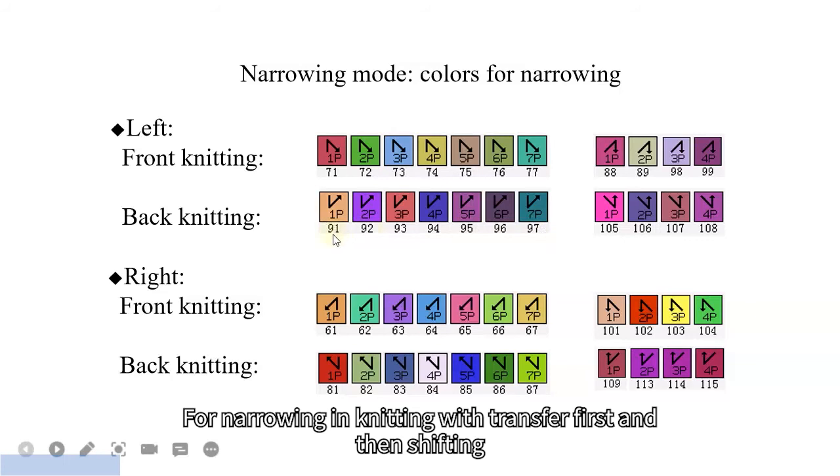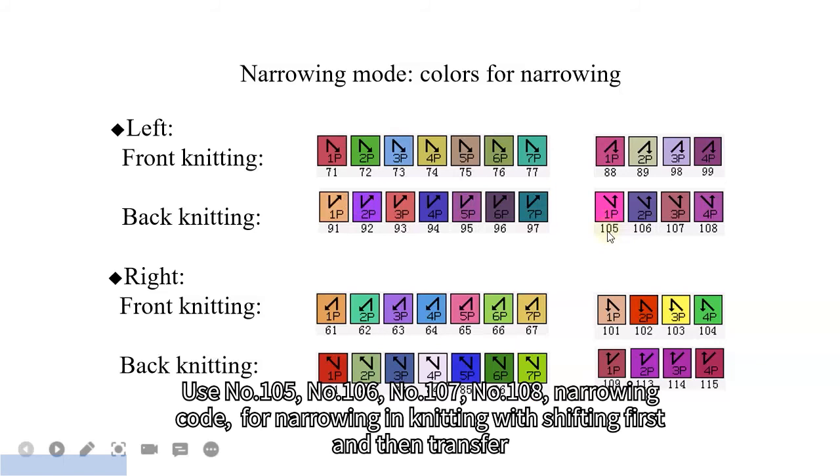For narrowing in knitting with transfer first and then shifting, use 105, 106, 107, and 108 narrowing code. For narrowing in knitting with shifting first and then transfer.